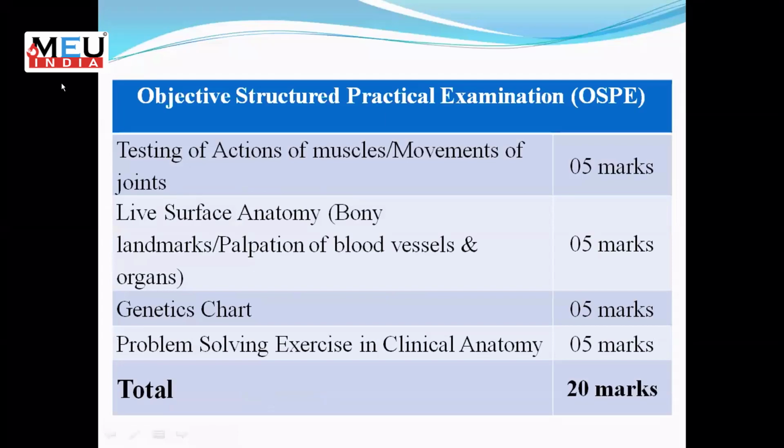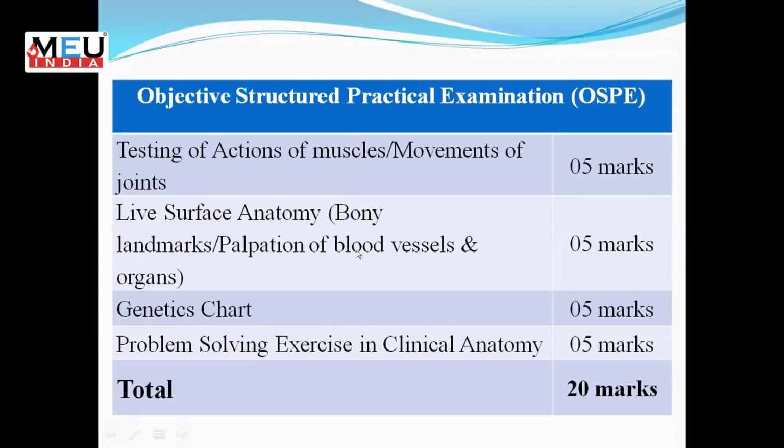The new item included in our practical is the OSPE, Objective Structured Practical Examination. Here, some new things have been added or constructed by some universities. One is the testing of the action of muscles or the movements of the joint. I think most of us have not followed this type of OSPE, because we all know to set up an OSPE station where we keep a clinical case. We give 5 questions, of which 2 or 3 will be clinically based. That's how I think many colleges are following the OSPE pattern.